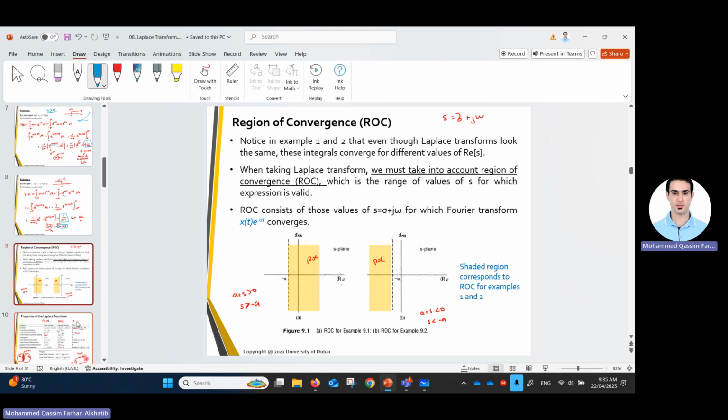All right, so that's the region of convergence. That's for the previous one when we have e to the power negative at u of t. And this one is for the other function, negative at u of negative t. Both of them led to 1 over s plus a, or a plus s. So notice in both examples, the Laplace transforms look the same, but the integrals got different values for the real part of s. So when taking the Laplace transform, you must take into account the region of convergence, which is the range of values of s for which the expression is valid. This is the representation of the region of convergence, that's for the first one, and that's for the other function.